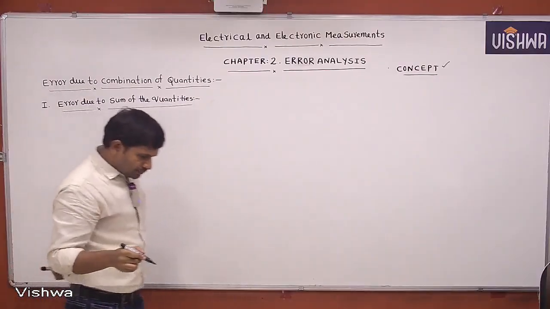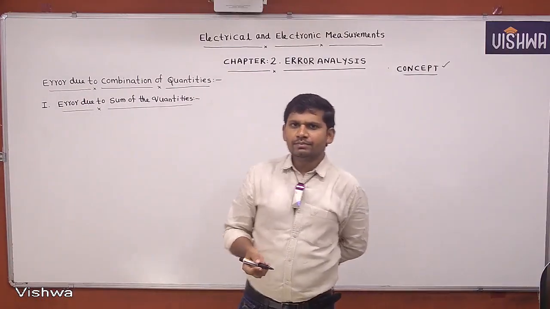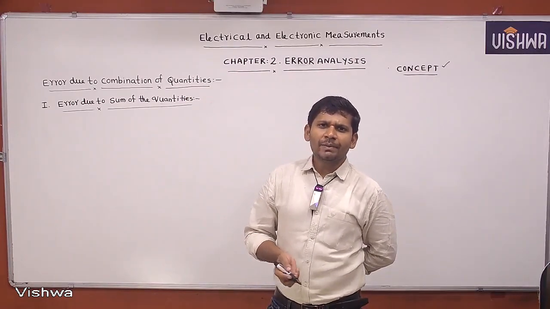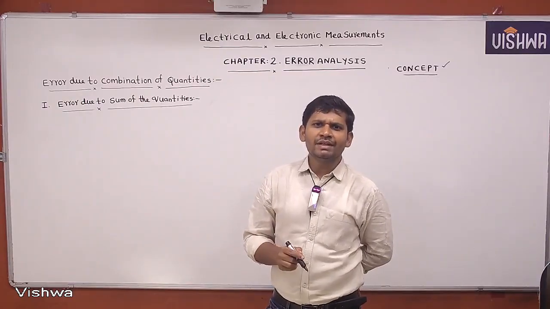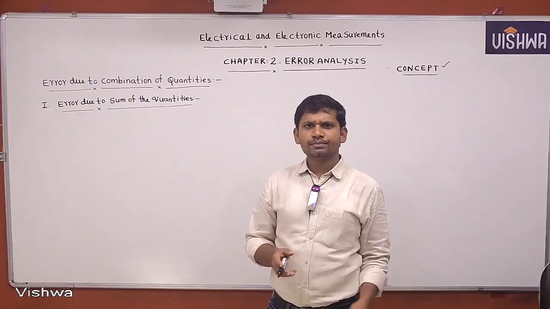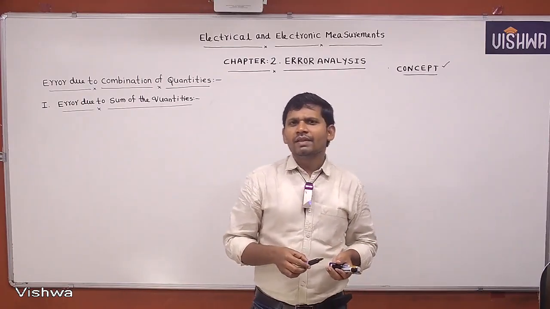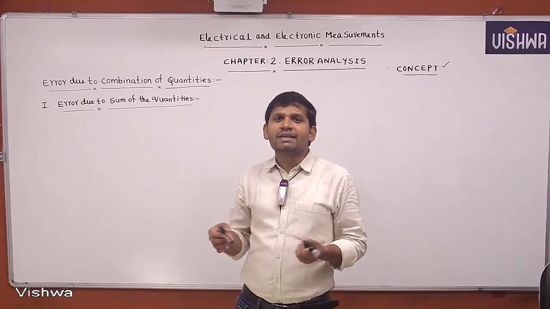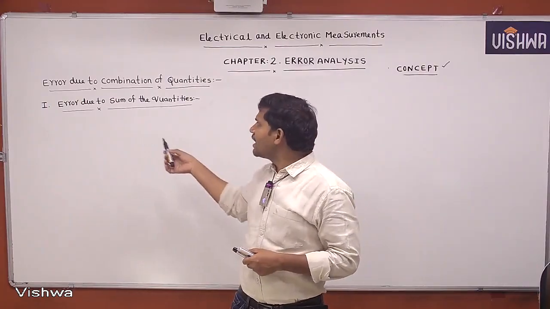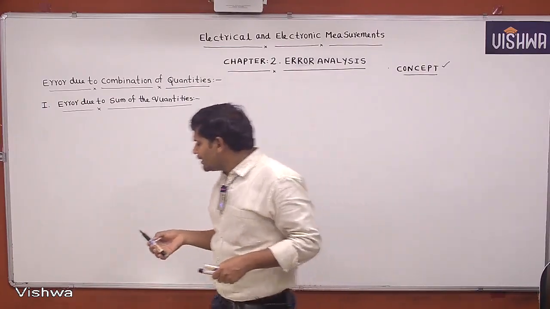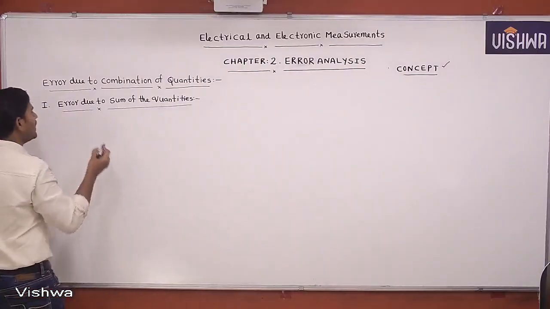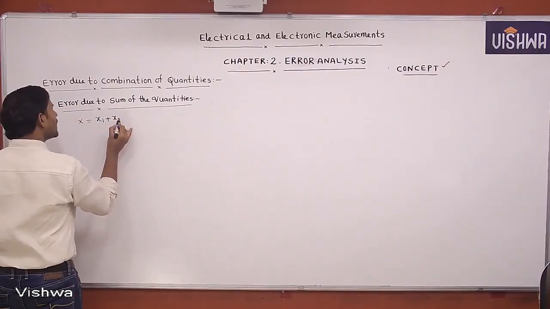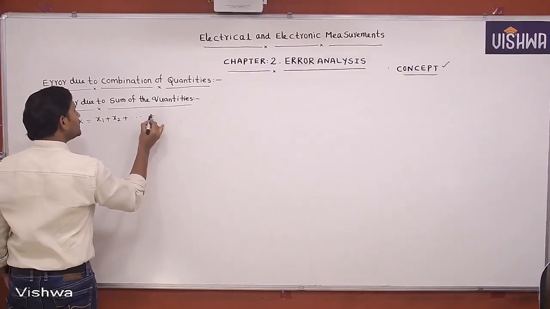Let's assume that in a particular experiment we measure some readings, and the resultant is obtained by adding all those readings, but in the measurement of every reading there is some error. Then what is the error in the resultant? This analysis is useful there. Let's assume x equals x1 plus x2 and so on plus xn.